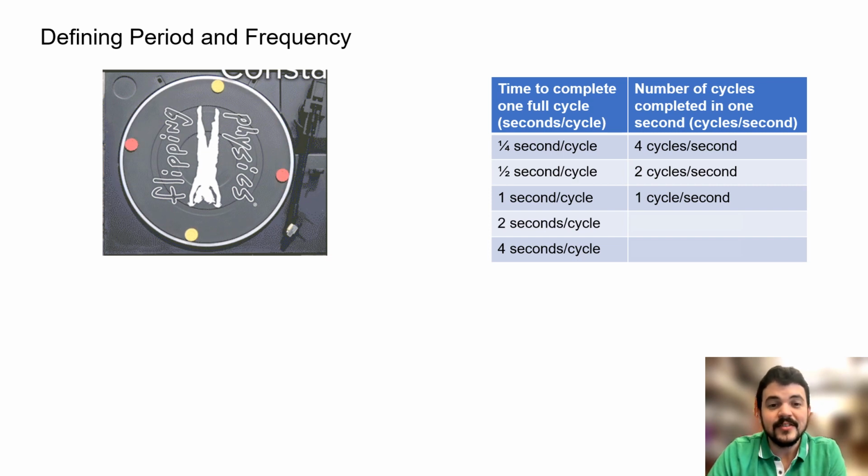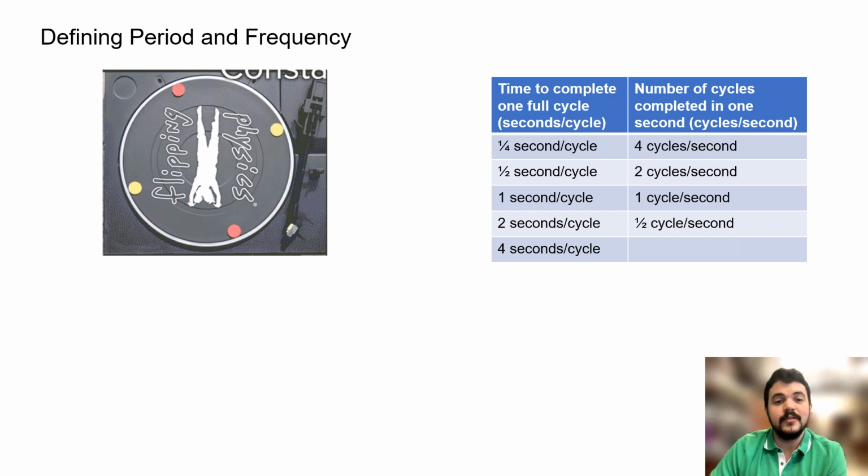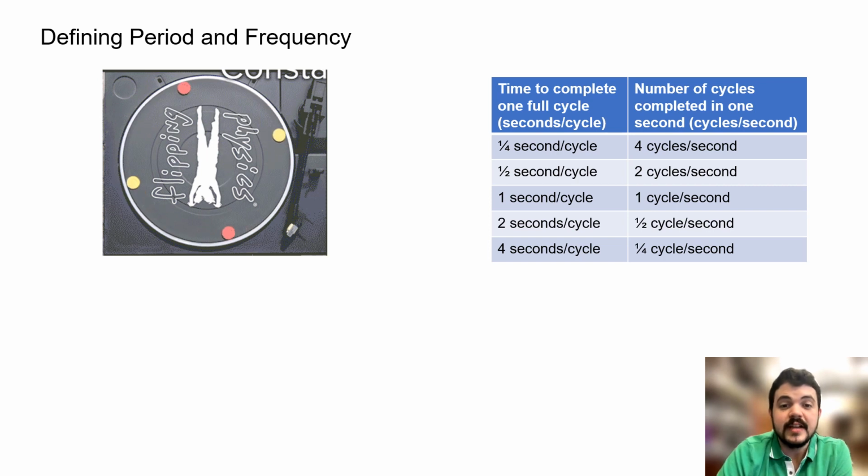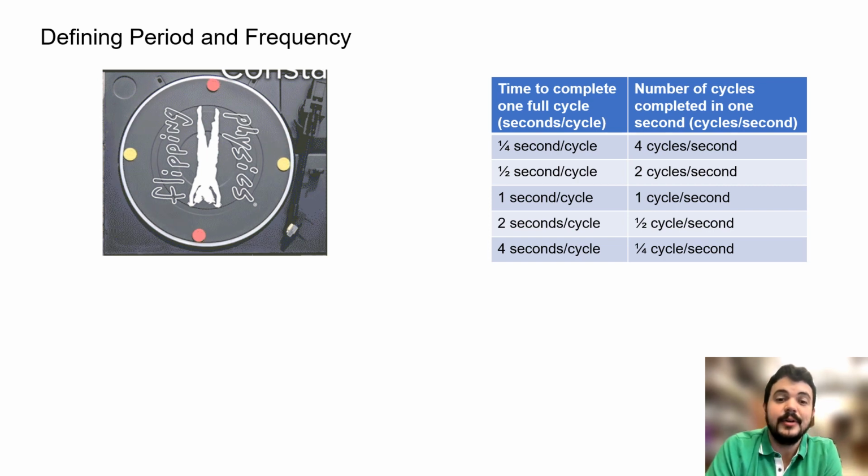For the next one, if it takes us 2 full seconds to complete a cycle, that means we aren't going to complete a full cycle in 1 second. In fact, we're only going to complete half a cycle per second. And last but not least, if it takes us 4 full seconds to complete a cycle, it takes a quarter of a cycle each second, right? We go around 1/4 of the cycle each second. When I say cycle here, I mean how much time does it take to go all the way around the circle? And so now we're ready to define 2 terms that are clearly related to one another, but are distinct.